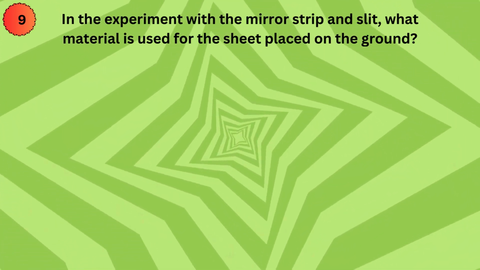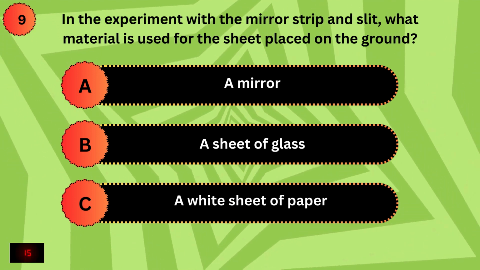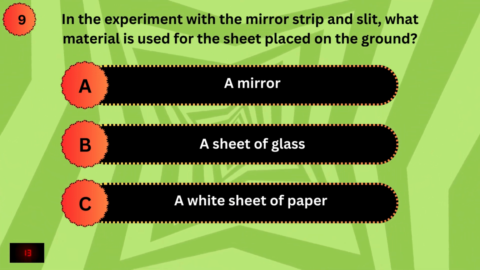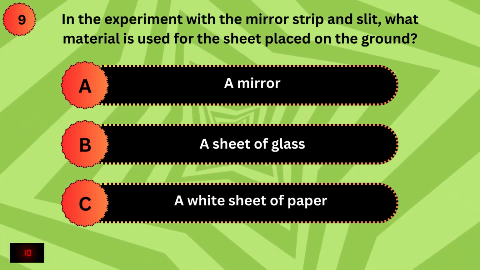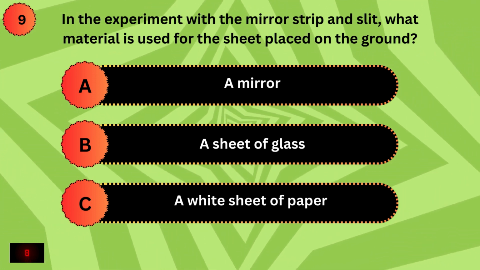In the experiment with the mirror strip and slit, what material is used for the sheet placed on the ground? A. A mirror. B. A sheet of glass. C. A white sheet of paper.